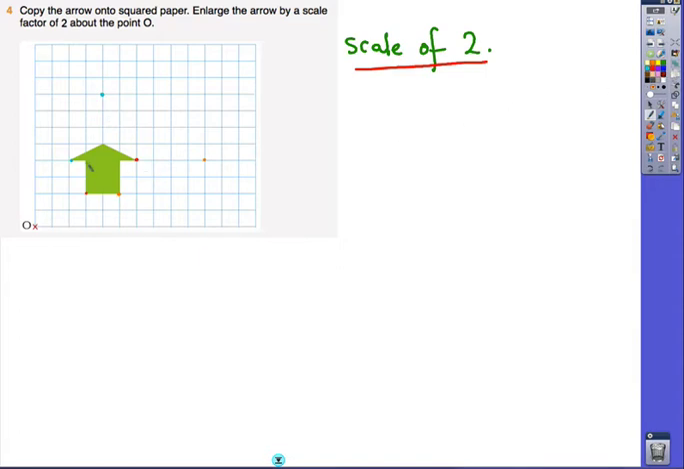Picking another point over here, let's say. It's 3 right, 4 up. So do that twice, scale factor of 2. 3 right, 2 up, 3 right, 2 up. It's right there.